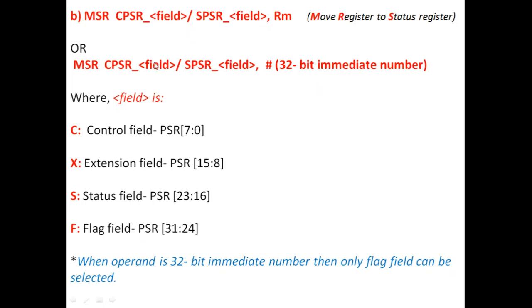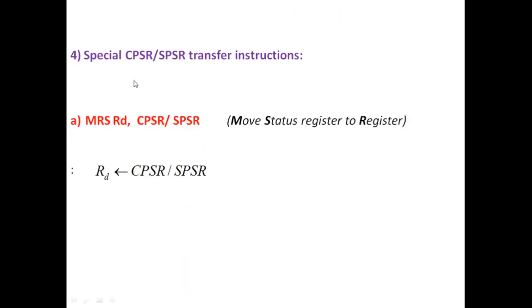Of course, if you are using the form of that instruction where you give the pattern as a 32-bit immediate number, then only the flag field can be selected. In that case, the field can be only the flag field. If you want to modify any of the remaining fields, then you have to use the other form of this instruction. So that's how this will allow you to modify one of the fields of either CPSR or SPSR. These are the two instructions associated with CPSR and SPSR.